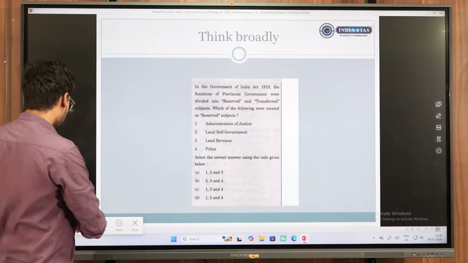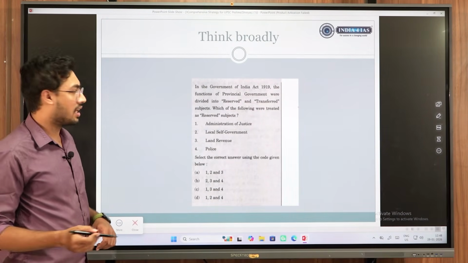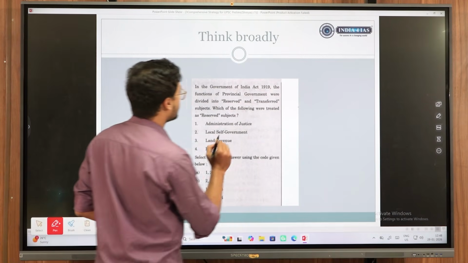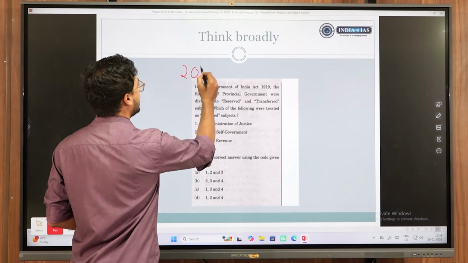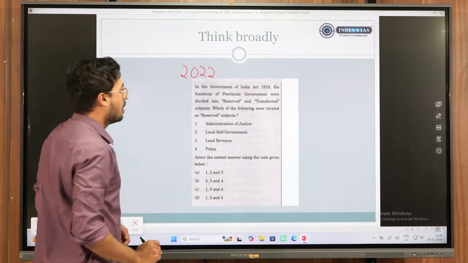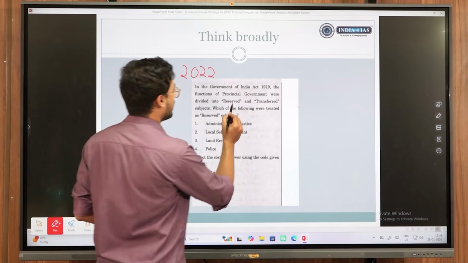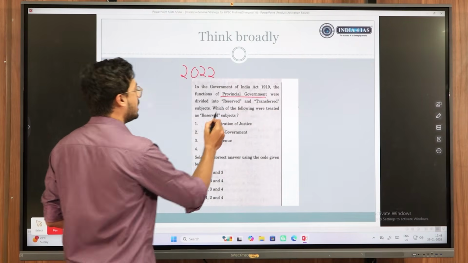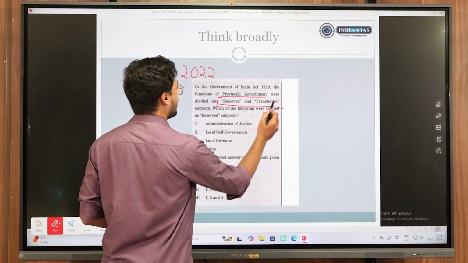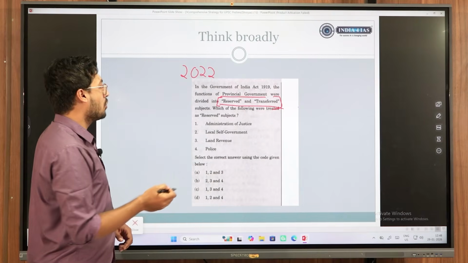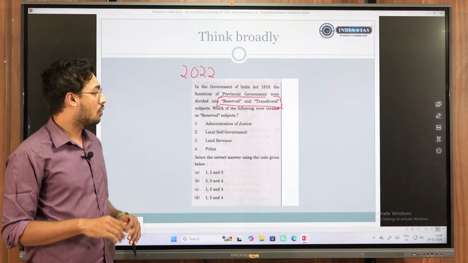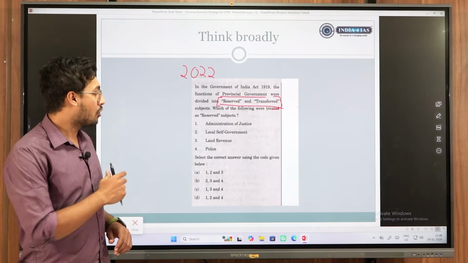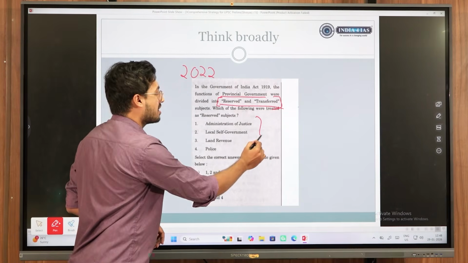Moving ahead. Whatever I said, I tried to justify through another PYQ. This question has been picked from the 2022 prelims paper. In the Government of India Act 1919, the provincial government subjects were divided into reserved and transferred subjects. Which of the following were treated as reserved subjects? What is UPSC trying to understand through this question? We have not come across these facts directly.